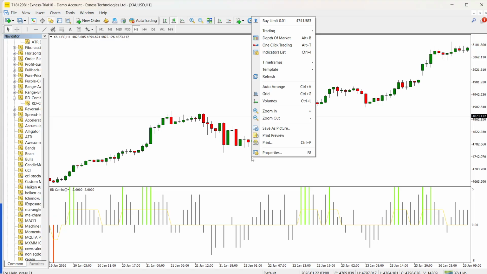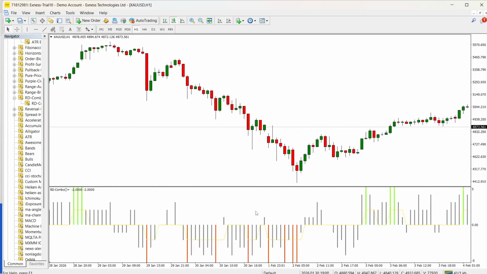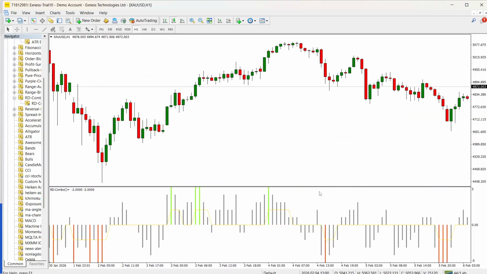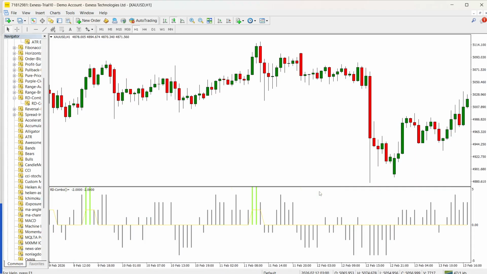On the chart, the RD combo indicator plots its elements in a separate sub-window, typically using a mix of lines, signals, and color changes to represent shifts in market behavior. You may see trend following elements alongside momentum or volatility components, giving a combined view of whether the market environment is leaning more towards trending or ranging conditions.